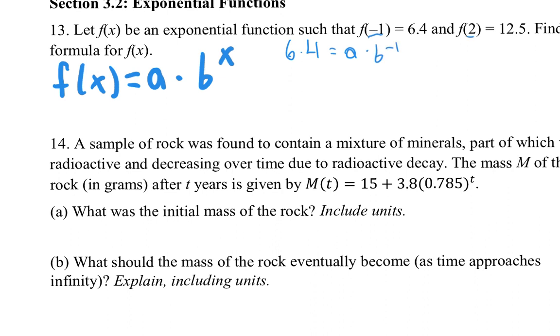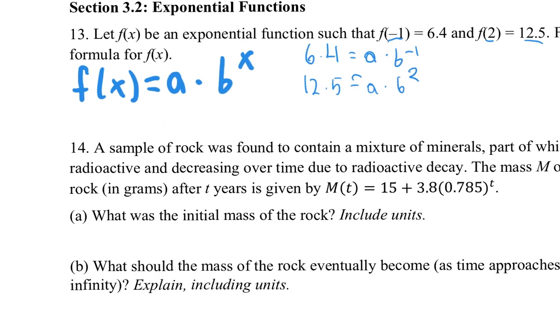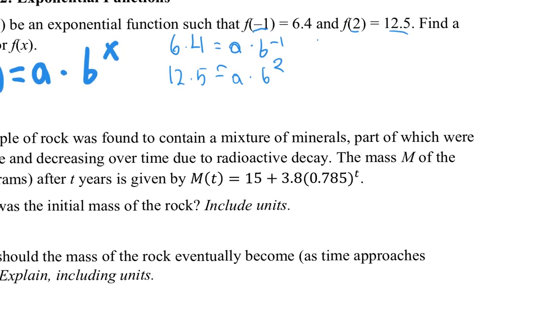And if I plug in 2 for x, I get out 12.5. So 12.5 equals a times b squared. Okay. So what I'm going to do is, I will go ahead and take the second equation and divide it by the first. So 12.5 over 6.4 equals a times b squared over a times b to the negative 1.